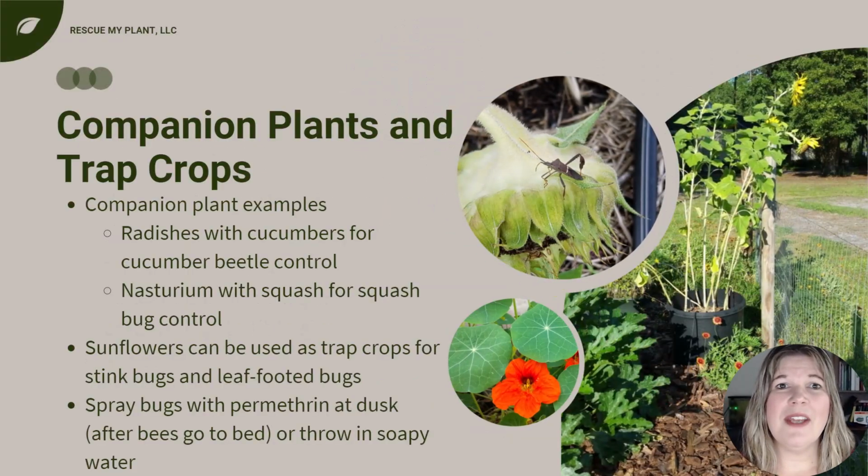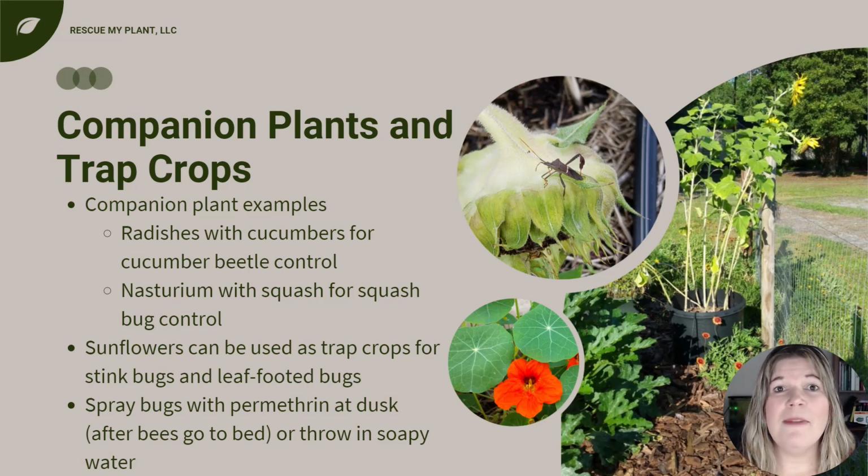In the planting video, I mentioned that companion planting was a good way to control pests. Planting radishes with your cucumbers can help with cucumber beetles, while growing nasturtiums with your squash can keep squash bugs away. Using these natural deterrents are a great cultural control method. Trap cropping is slightly different.